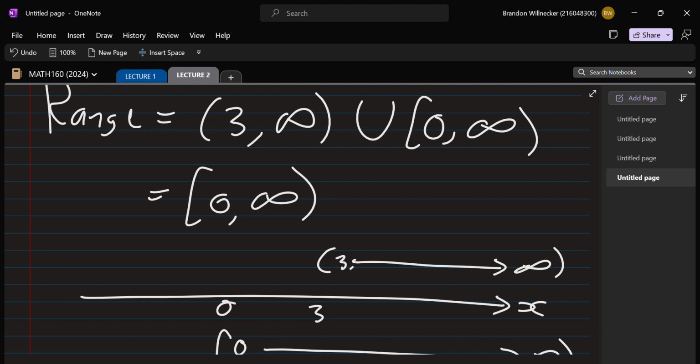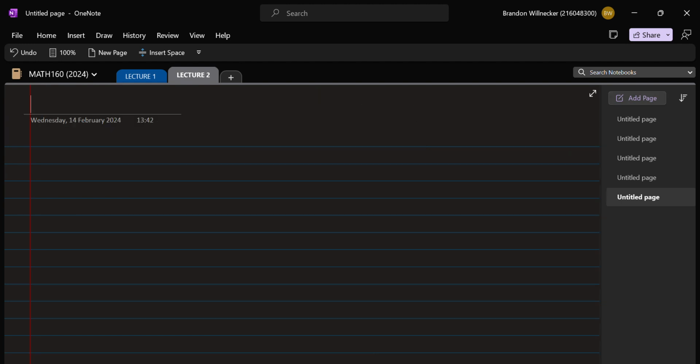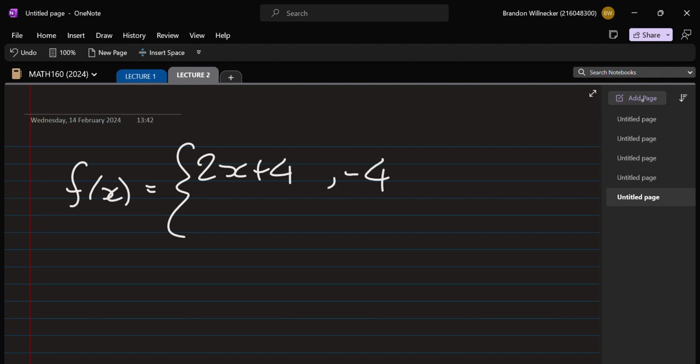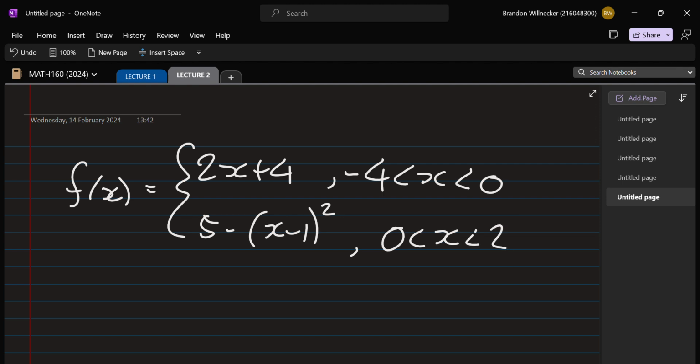Okay. Let's look at another one. Okay. Here we have the function 2x plus 4. This is for -4 less than x less than 0. And 5 minus (x minus 1) squared, 0 less than x less than 2. Okay, and again, we're given this function. Our job is to find the domain and range. Okay, let's have a look at the domain first.